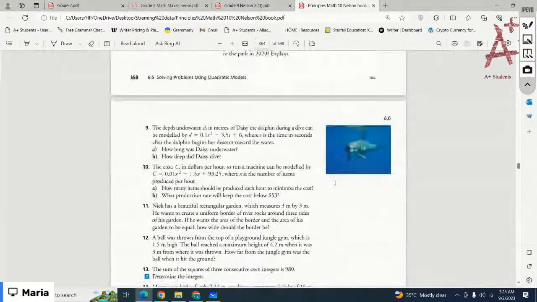The next one is question number 9. The depth underwater d in meters of Daisy the dolphin during a dive can be modeled by d equals 0.1 t squared minus 3.5 t plus 6, where t is the time in seconds after the dolphin begins her descent toward the water. How long was Daisy underwater? How deep did Daisy dive?